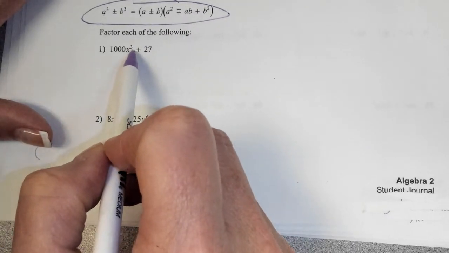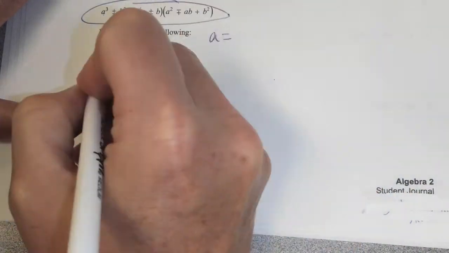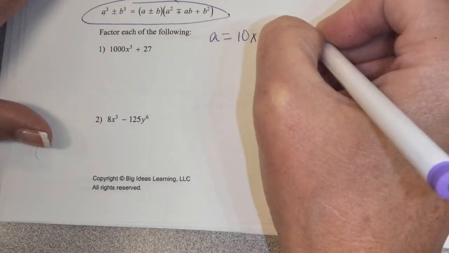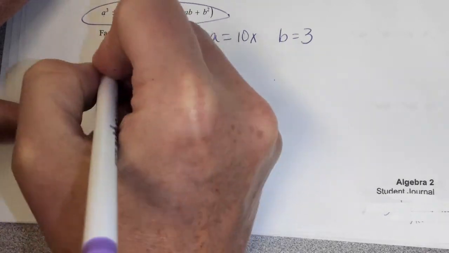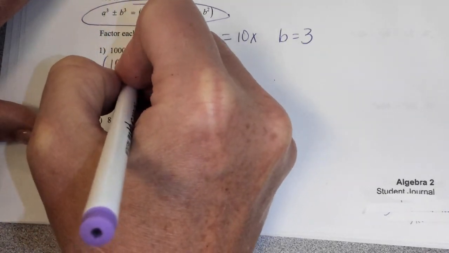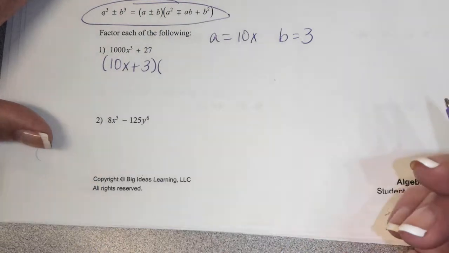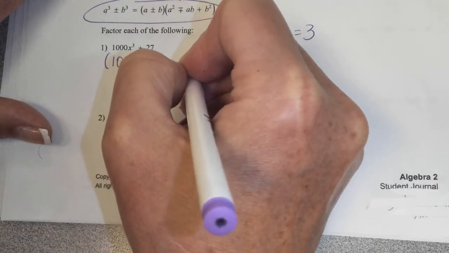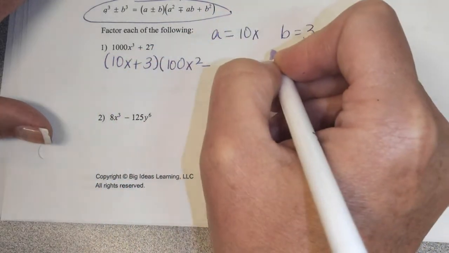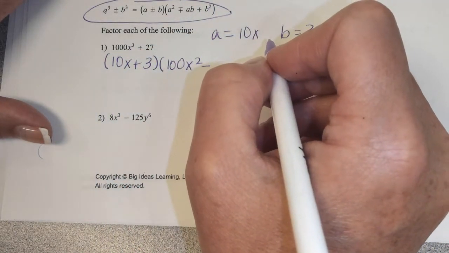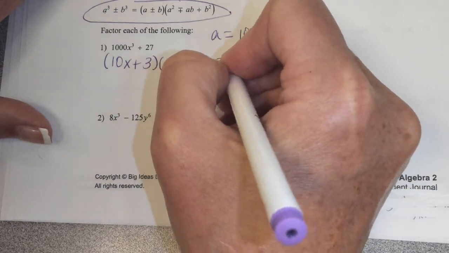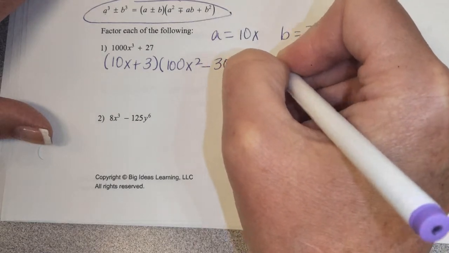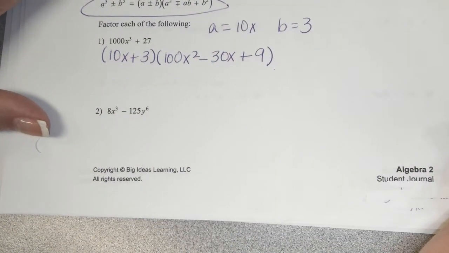Alright, let's try this one. Can you guys tell me what a would be? 10x. What's b going to be? 3. So now following our formula, it's going to go a plus b. What's a squared going to be? 100x squared, then minus, what's a times b? 30x, and then plus b squared. What's that going to be? 9. There we go.